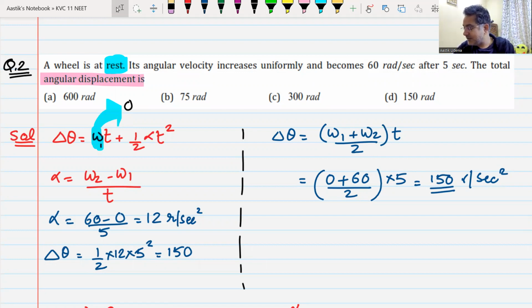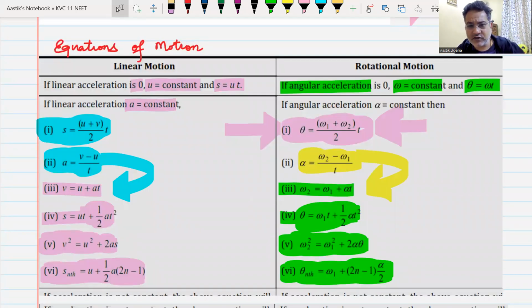What we have already seen is whatever quantities we have in linear motion, or shall I call it translational motion, the same quantities we have in rotational motion. In linear motion, we had velocity. In rotational motion, we have angular velocity. In translational motion, we have acceleration. In rotational motion, we have angular acceleration. Every quantity in translational motion has a counterpart in the rotational motion. We have seen the counterparts of velocity, acceleration, and displacement.